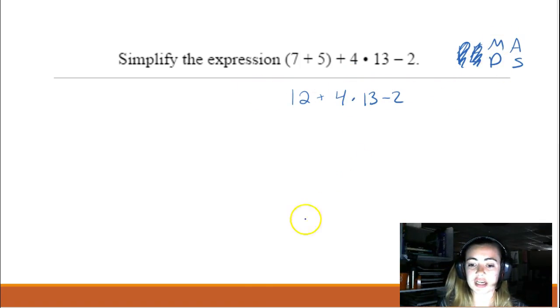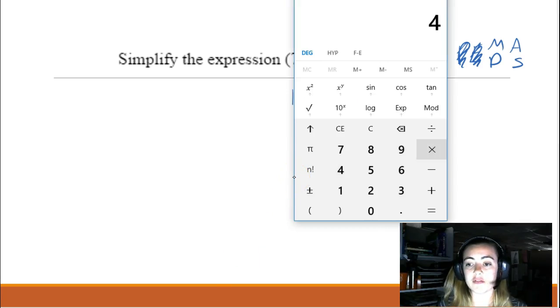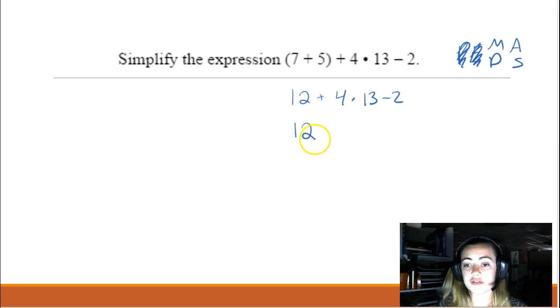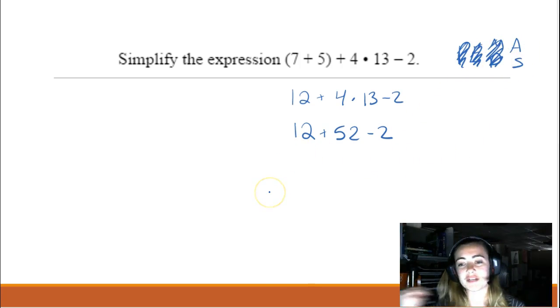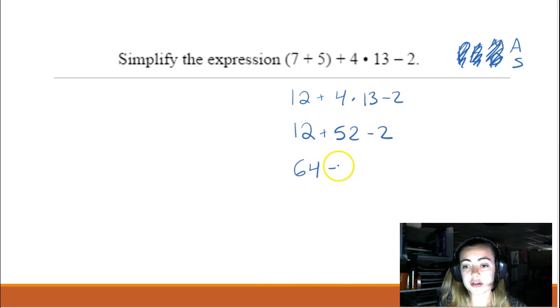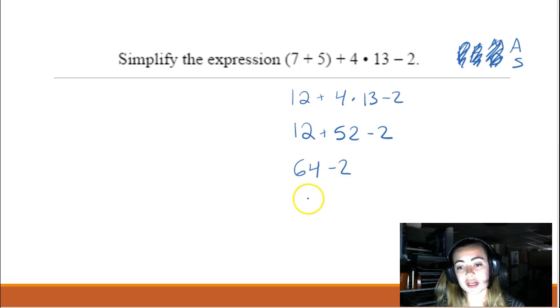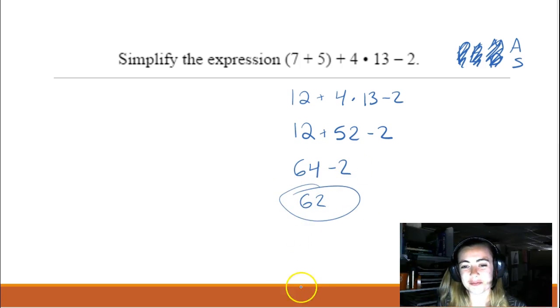Now we go to multiplication and division from left to right. So I see 4 times 13. And 4 times 13 is 52. So I still have that 12 plus 52 minus 2. I don't see any more multiplication and division, so we go to addition and subtraction from left to right. 12 plus 52 is 64 minus 2. 64 minus 2 is 62. And that is your final answer.